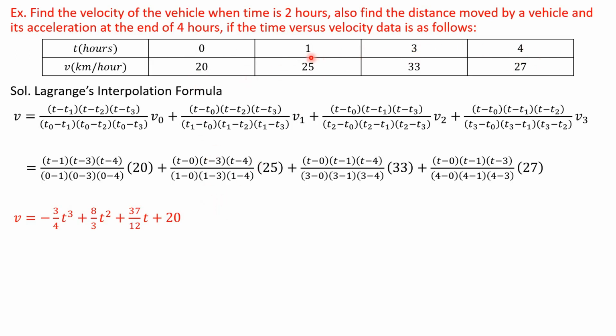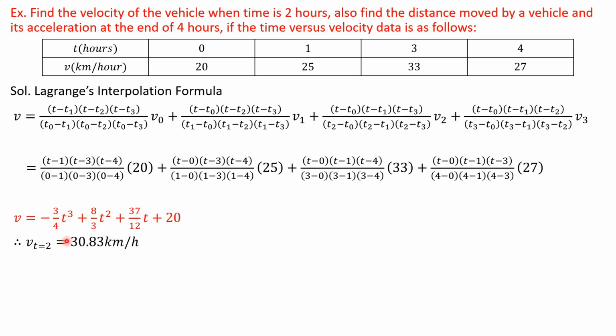For example, if you put t is equal to 0, let's see what happens. This term will become 0, this will be 0, this will be 0, output is 20. Okay, similarly you can check for all other 3 values also. Now, so we got Lagrange's interpolation formula. Now next aim is what you have to find, what is the velocity when t is equal to 2 hours. So simply we have to replace t by 2.